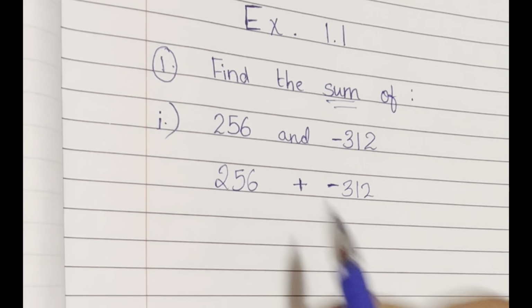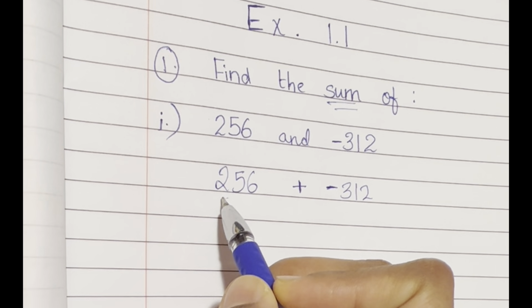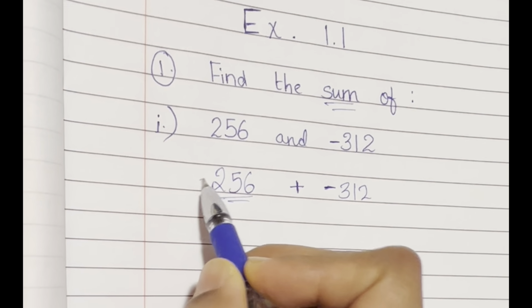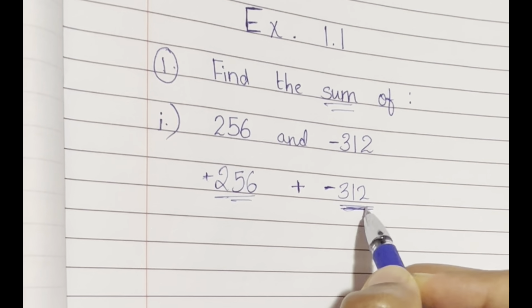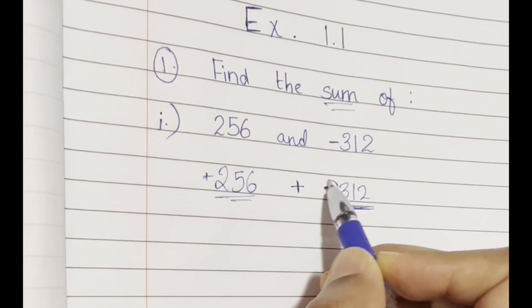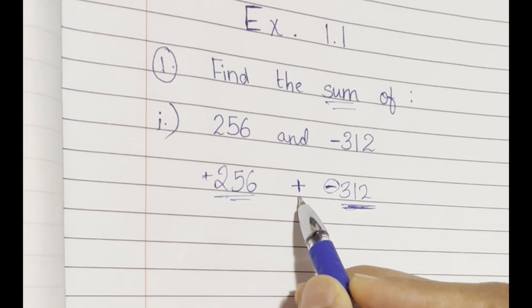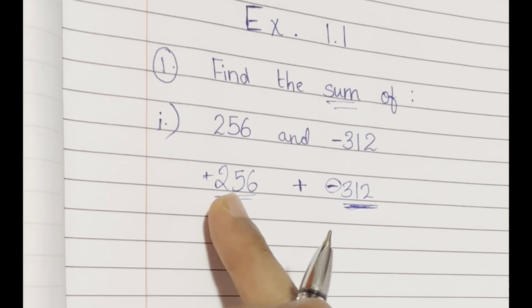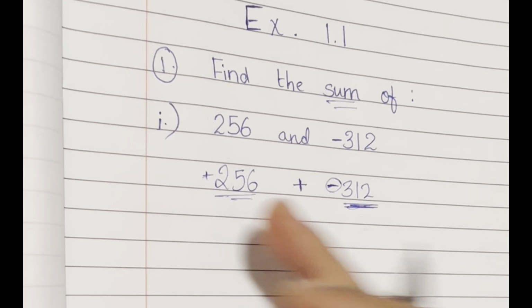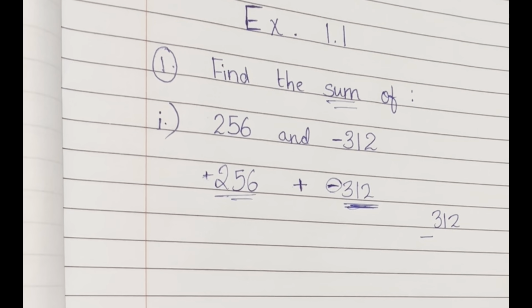Now you see the expression. What do you see? The sign before 256 is nothing, that means it's plus, and before 312 it is minus. So one is a positive integer, one is a negative integer. The operation is addition. What did we do in the addition of integers topic? Rule number 2: one is a positive integer, one is a negative integer, we'll subtract. So 312 minus 256.